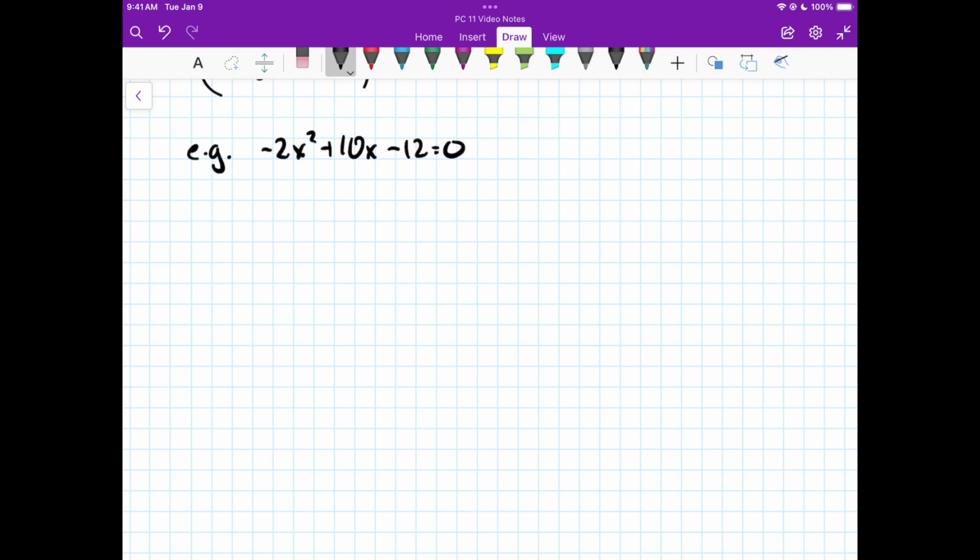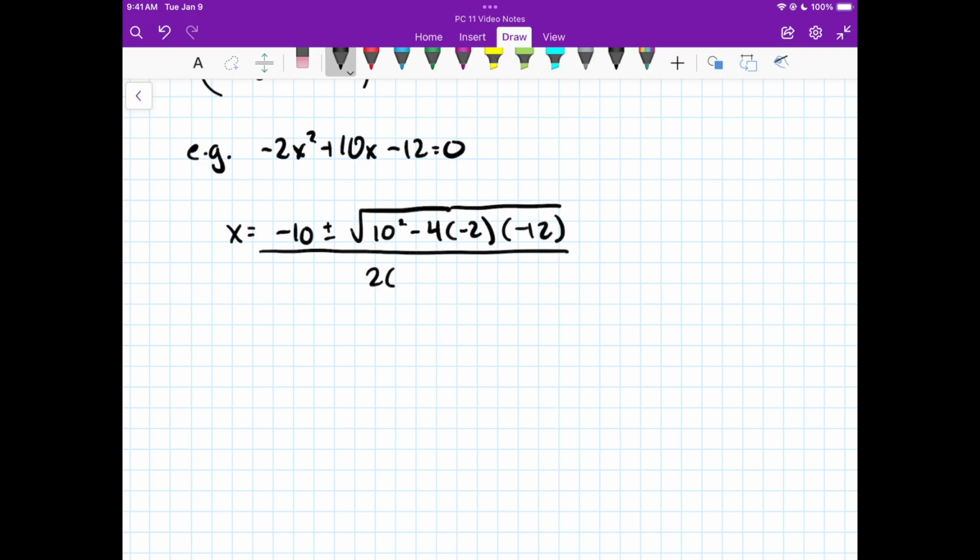All right, so moving through this one a little bit faster. We've got x is negative b, so negative 10 plus or minus the square root of b squared, so 10 squared minus 4, times negative 2, times negative 12, all over 2 times negative 2. So negative 10 plus or minus, and that's going to be 100 minus 96, not 100 plus 96. Be really careful with your negatives there. Divided by negative 4.